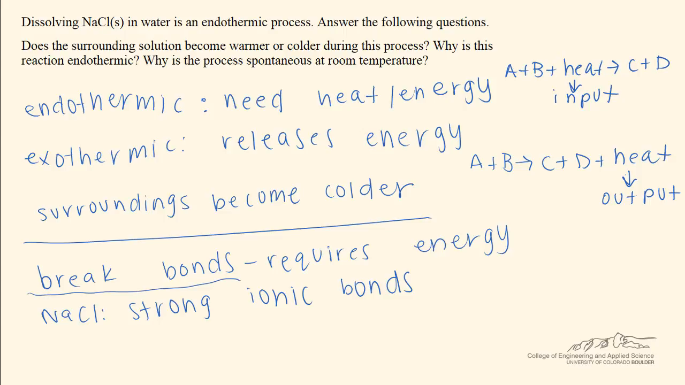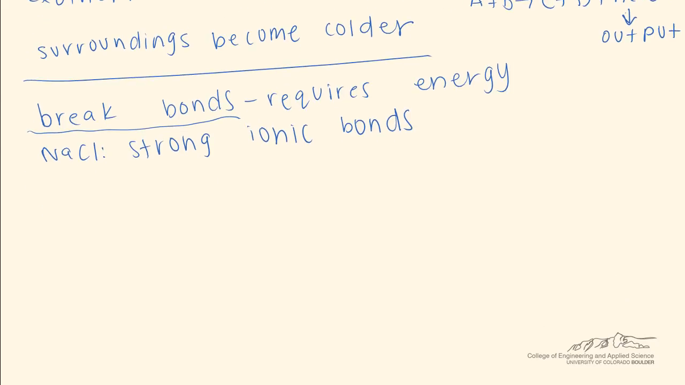Now we can talk about why this process is spontaneous at room temperature. And so I'll write out the classic formula that relates G, H, and S. We know that delta G equals delta H minus T times delta S. We are told that this process is spontaneous, which by definition means that delta G is negative. We also know that this process is endothermic, which tells us what delta H is.